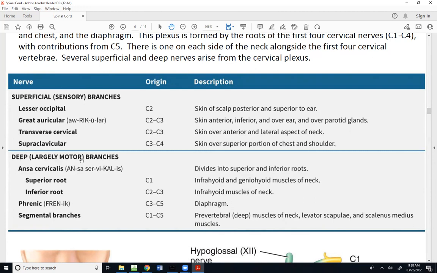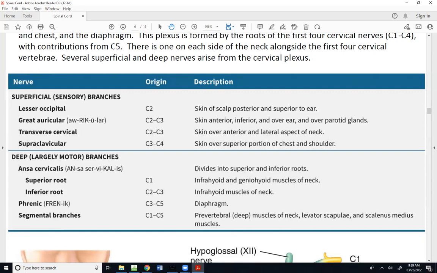In the case of these deeper ones, as you can see in parentheses, largely motor, that tells you they're more involved with signals going out from the spinal cord and thus are associated with contracting skeletal muscles, like in the case of the superior root of the ansa cervicalis, hitting these various muscles of the neck, or the phrenic nerve, which is the one that innervates your diaphragm. The phrenic nerve is absolutely essential to being able to breathe because without your diaphragm contracting, you can't inhale and you can't exhale.